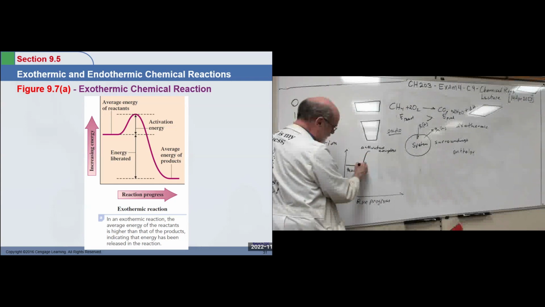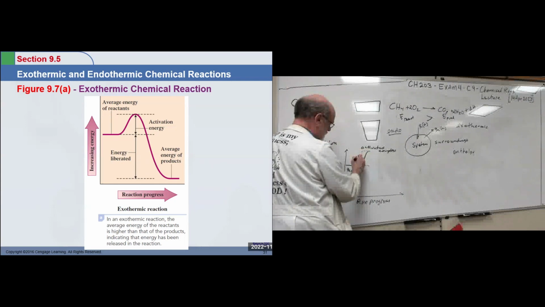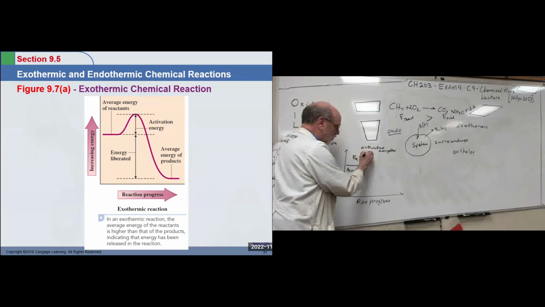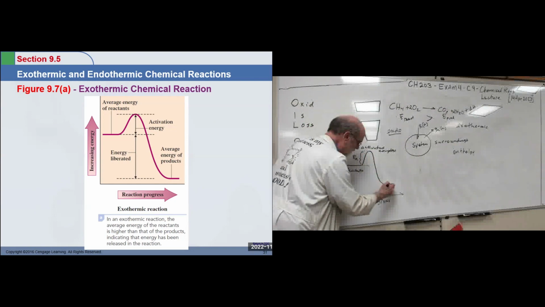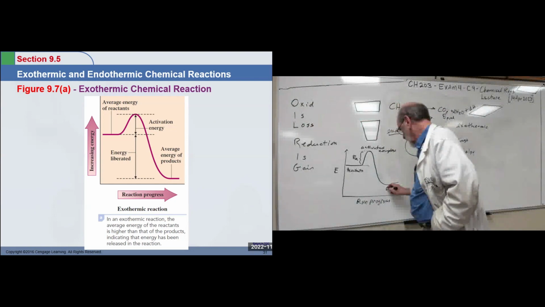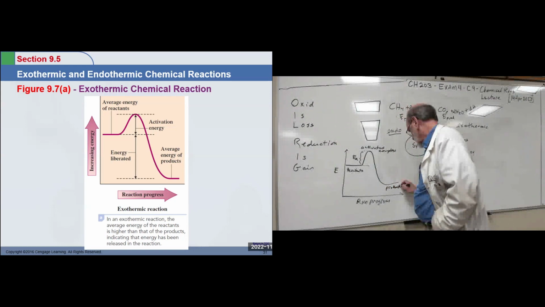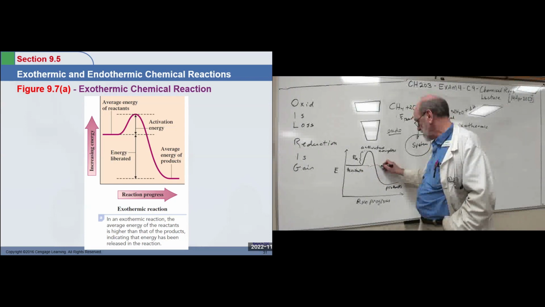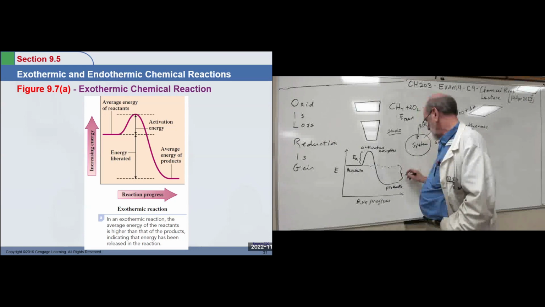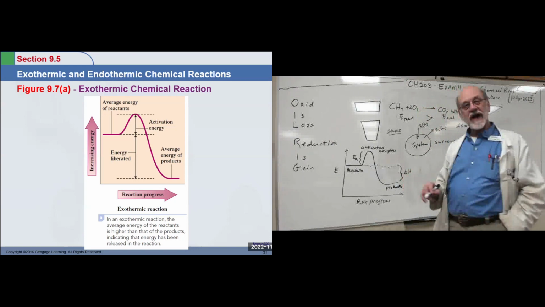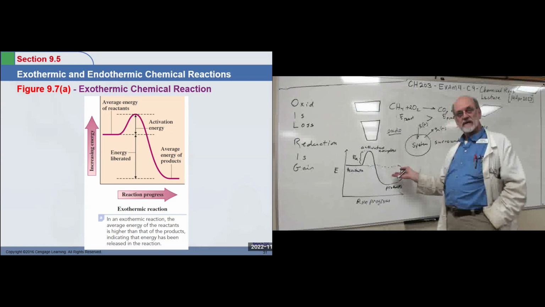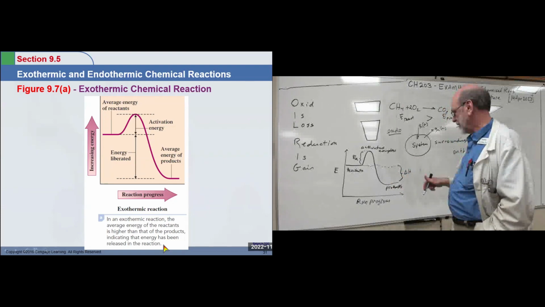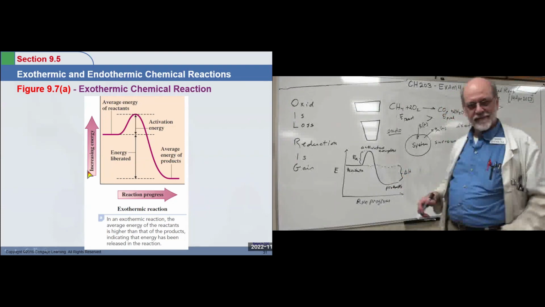And then if we get enough energy up here, this is the activation energy, then we can go over the hump and go down to products. So at this level we'll have products. And the total energy here is less for the products than it is for the reactants. And this over here is the amount of energy that's produced in an exothermic reaction.